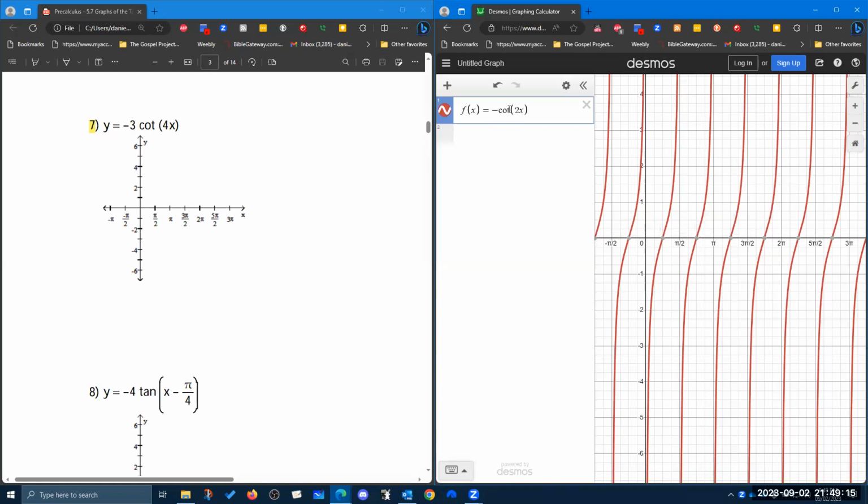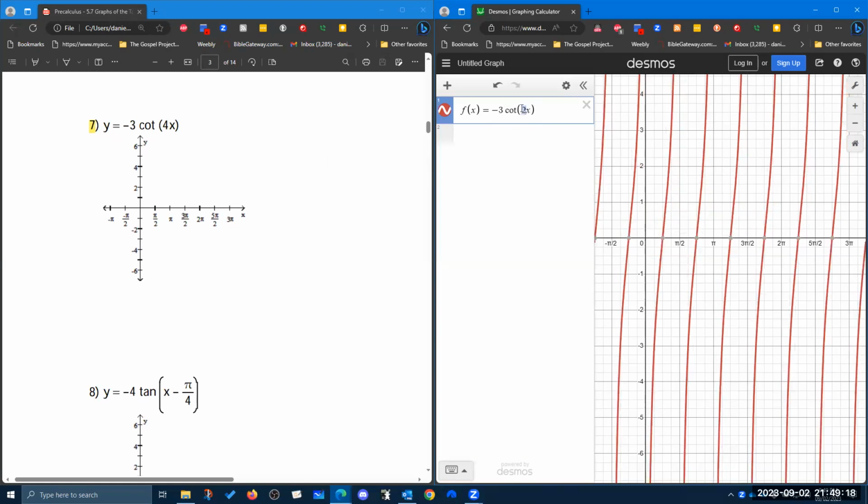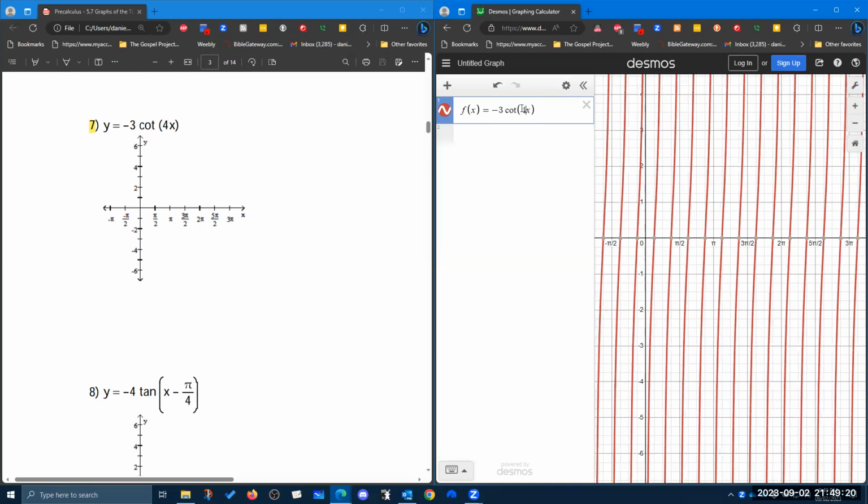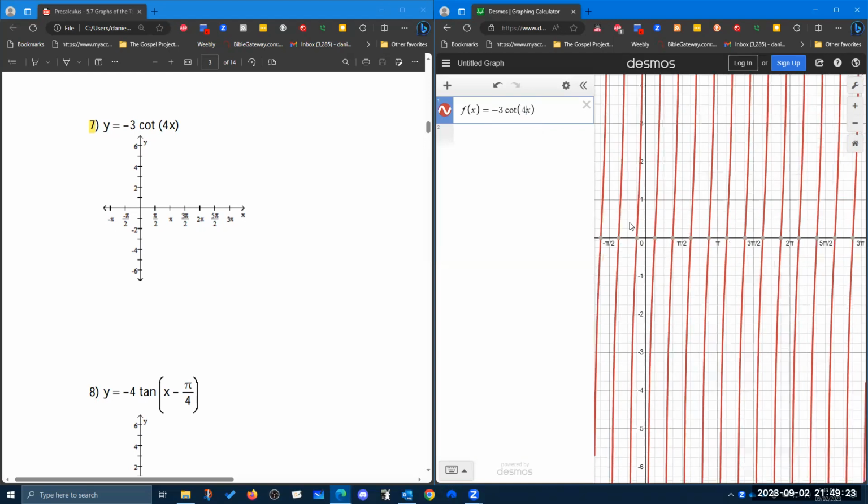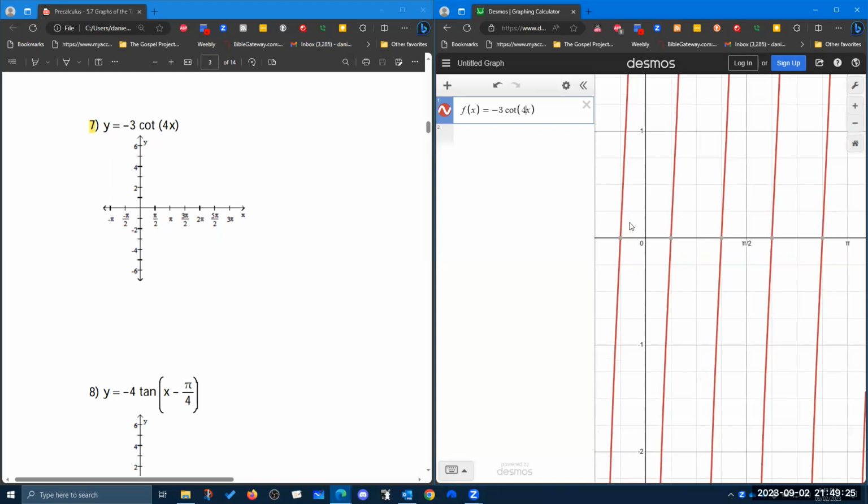Let's make this a -3 cotangent of 4x. I'm going to have to zoom in here a little bit since the period has decreased so much. It's decreased by a factor of 4. So instead of a period of pi, it's a period of pi over 4. My asymptote is at 0, my zero is at pi over 8, and there's another zero at 3 pi over 8.